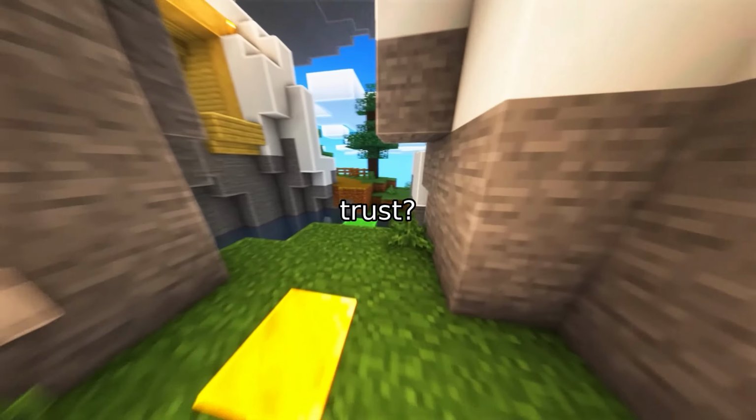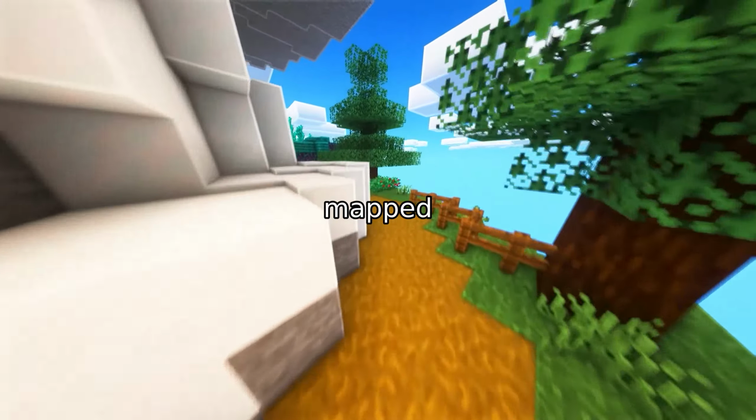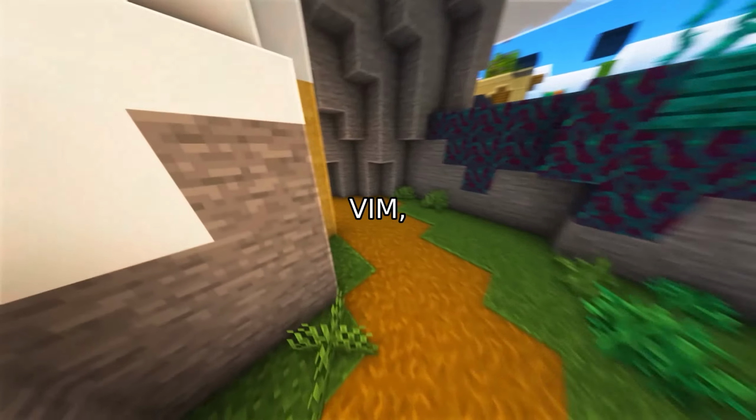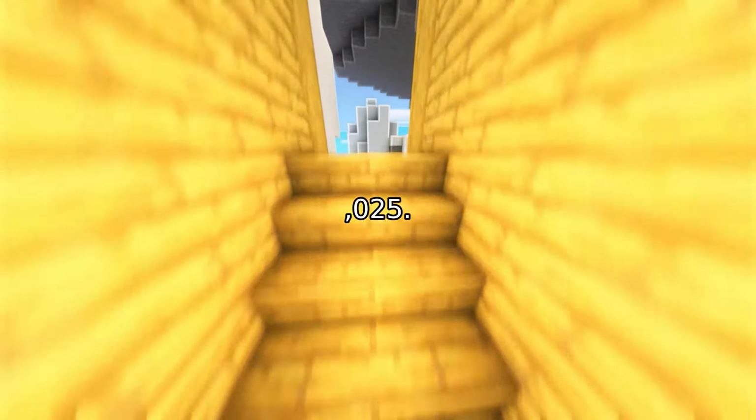Now, how do we measure trust? Trace specifies a trust metric suite mapped to metrological standards like GUM, VIM, and ISO 17025.